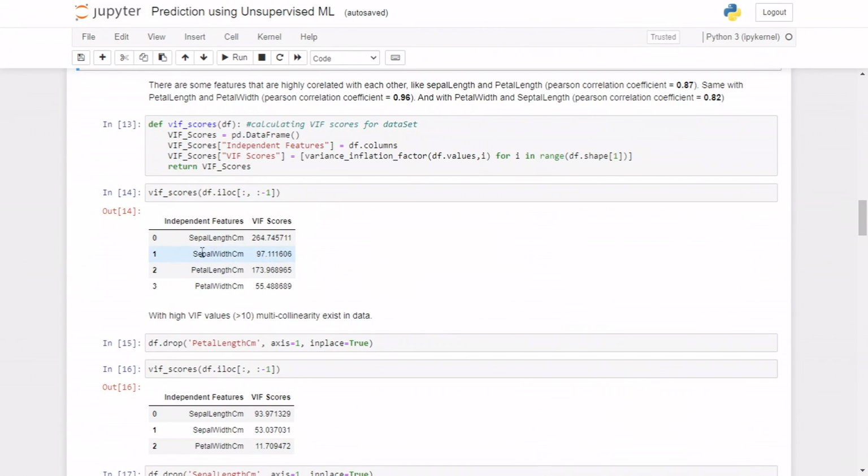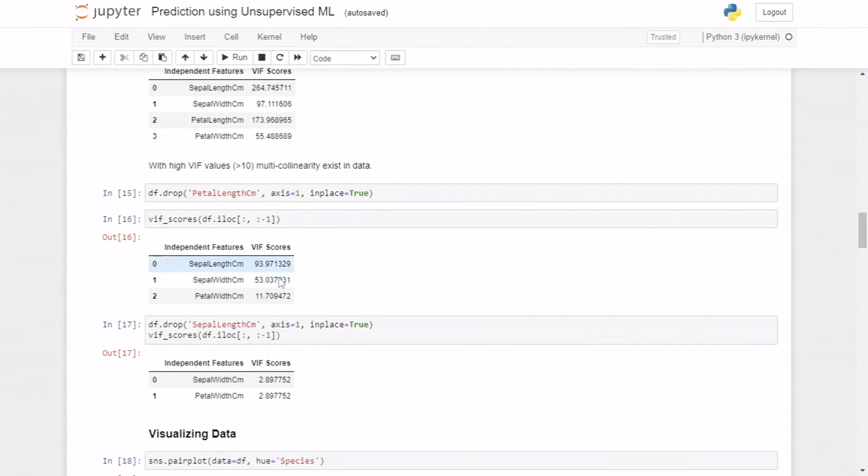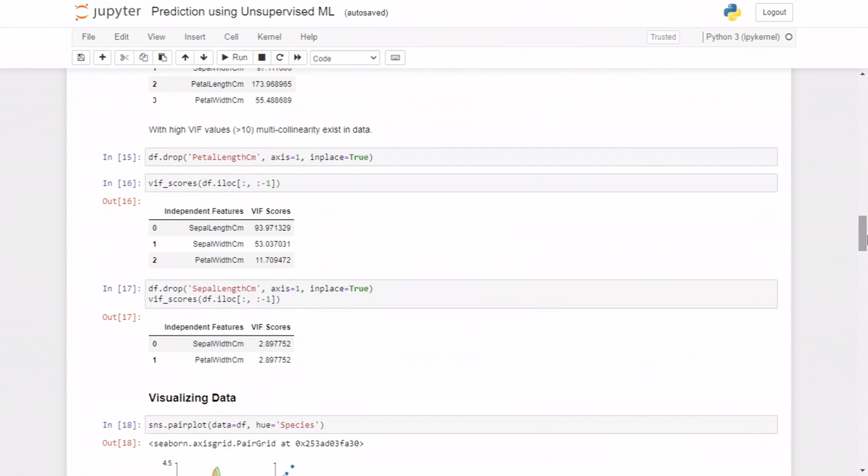So we are dropping one of the two highest. We are dropping the petal length and then calculating the VIF score again. We are getting sepal length as 93, so we are dropping that also, and now when we calculate the VIF score again, we are getting scores less than 10. So there is no multicollinearity for now.